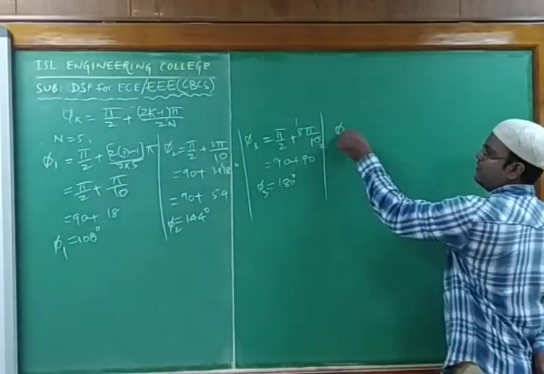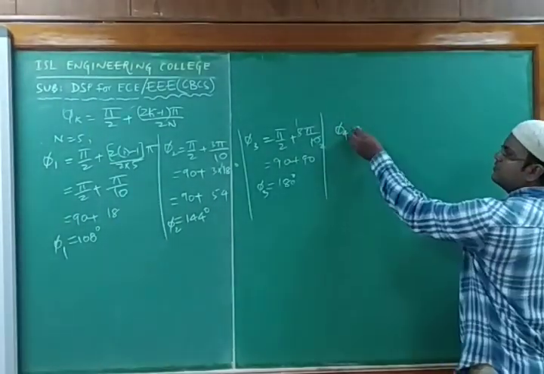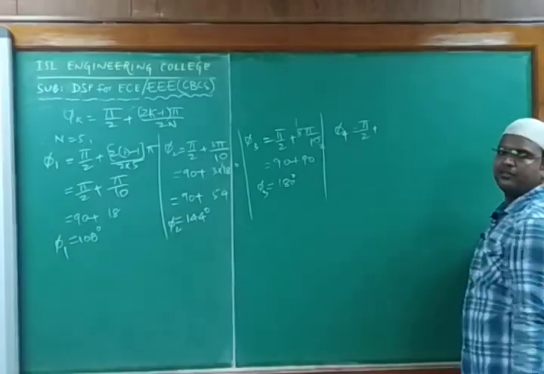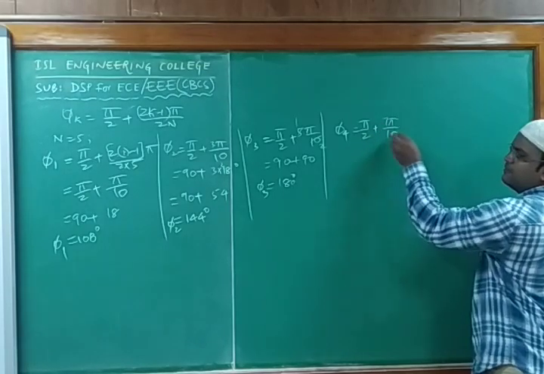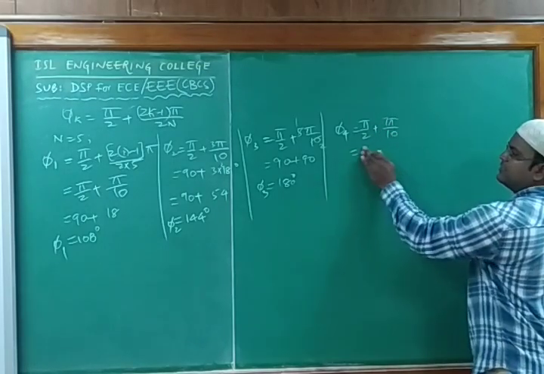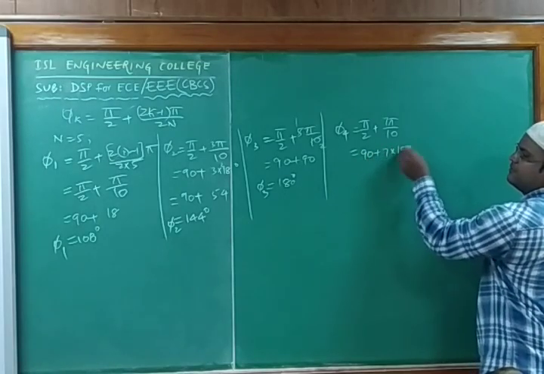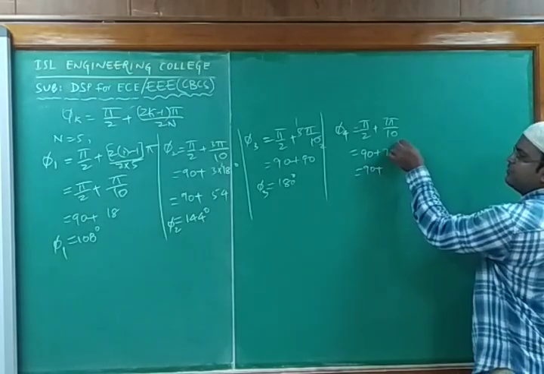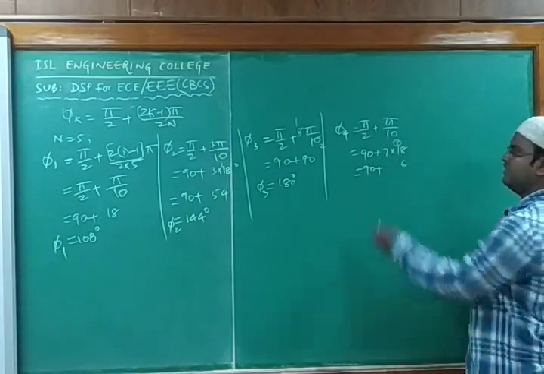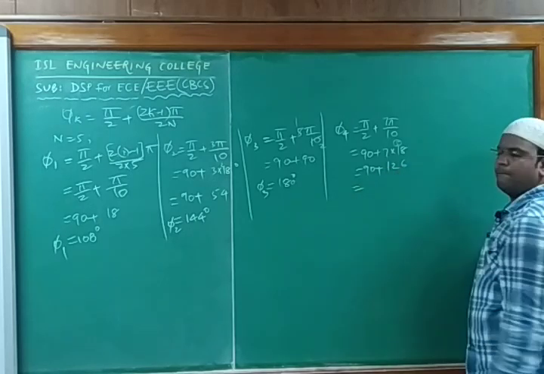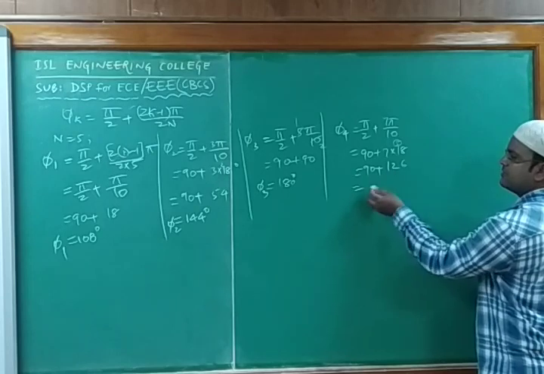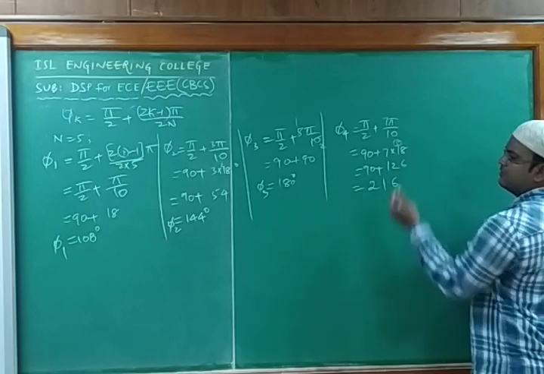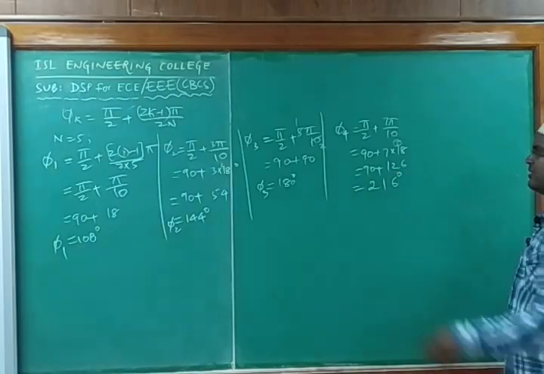Next I need to find phi 4. To get phi 4, again pi by 2 plus (2k minus 1). What is 2k? 2 into 4 is 8, 8 minus 1 is 7. So 7 pi by 10. Pi by 2 is 90, and 7 into 18 is 126. So 90 plus 126 is 216. So we got phi 4.